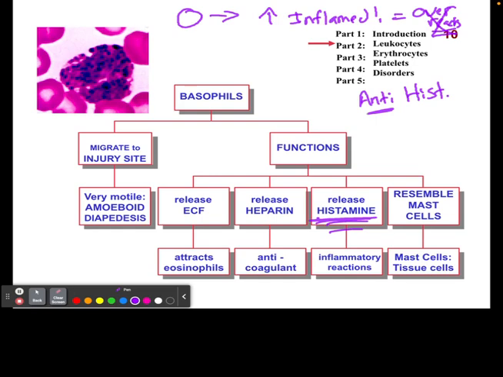So antihistamines, I don't know if anyone heard my wife sneeze there, but that was good timing with the allergy stuff.